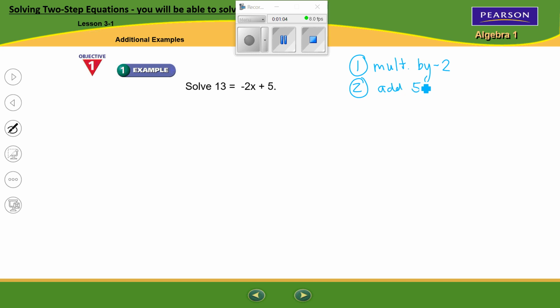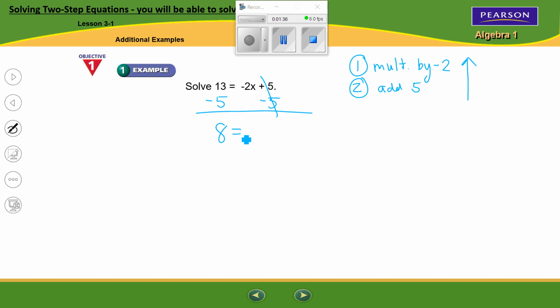When we solve, we have to reverse the order of operations. Not only the order, but the operation itself. So we work backwards and think, what's the exact opposite of these two steps? The opposite of add 5 is subtract 5. And if we do that on one side, we also have to do it on the other side of the equal sign, underneath the 13. So 5 minus 5 cancels out to 0. 13 minus 5 equals 8.